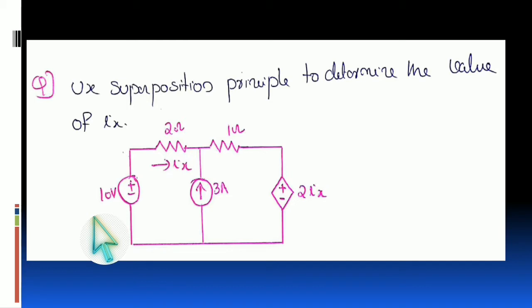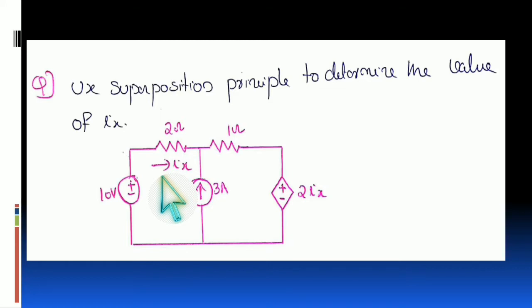First of all, take a look at this network. Here we have two independent sources, a 10 volt voltage source and a 3 ampere current source. You can see one more source here, but it is not an independent source. It's a dependent voltage source with a source quantity 2 into Ix, where the controlling variable Ix is defined as the current through this 2 ohm resistor from left to right, which is the quantity to be calculated. Thus, we are asked to find the value of Ix using superposition theorem.